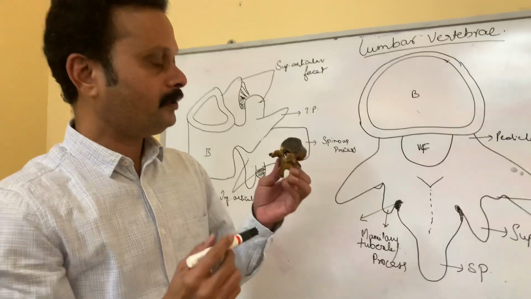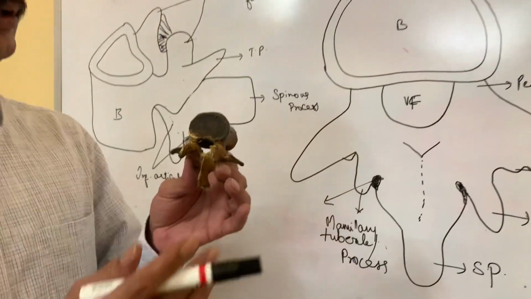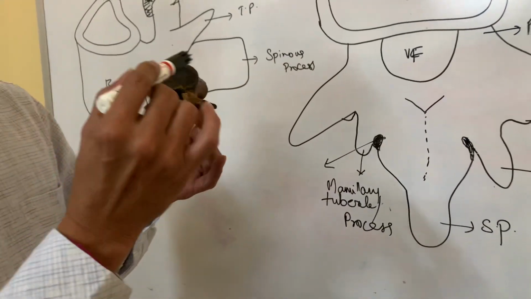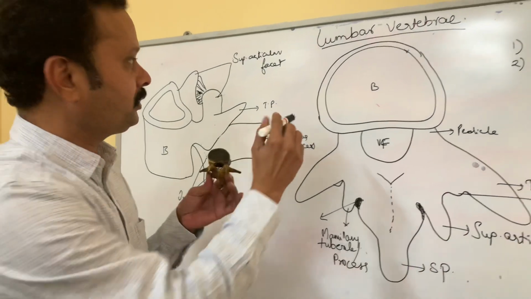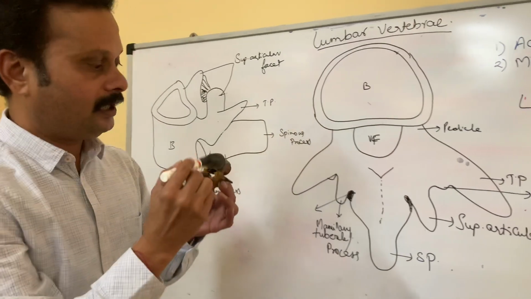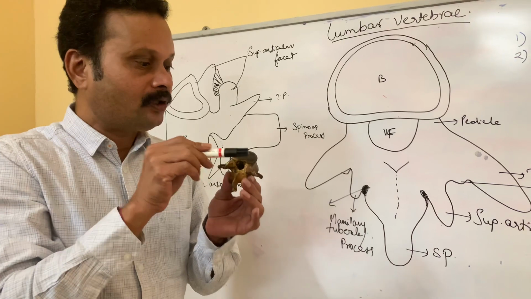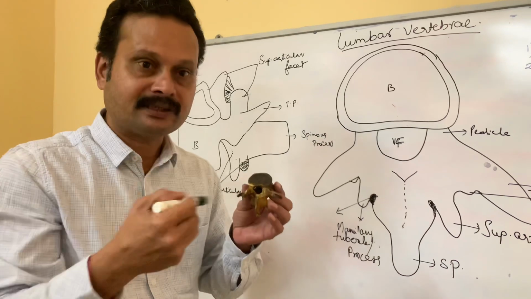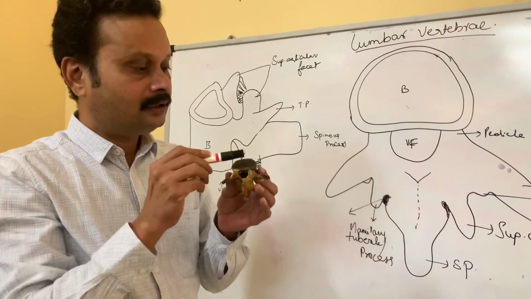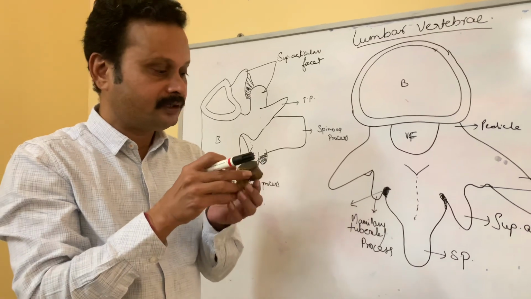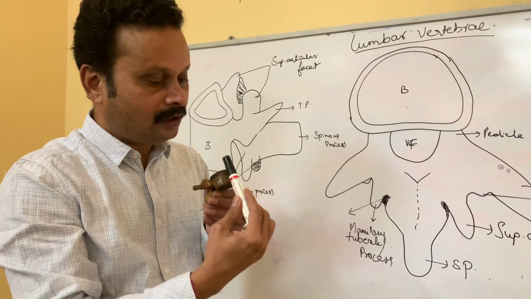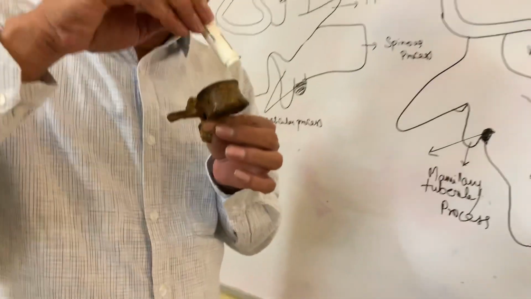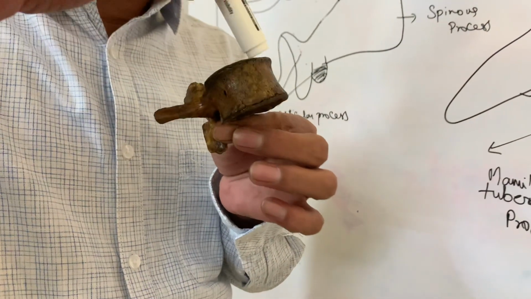Now coming to the body. The body is thick and larger when compared to the other vertebrae. Its transverse diameter is more than the anteroposterior diameter. On its superior surface and inferior surface, the body is related to the corresponding intervertebral disc. Along the midline of the body, the anterior longitudinal ligament is attached.